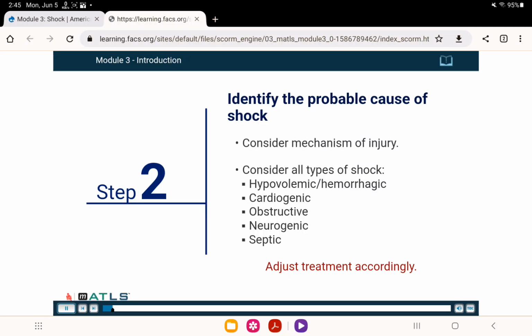is to identify the probable cause of shock. In trauma patients, this process is related to the mechanism of injury. Also consider all types of shock. Although most injured patients in shock have hypovolemia, they may suffer from cardiogenic, obstructive, neurogenic, and/or septic shock.